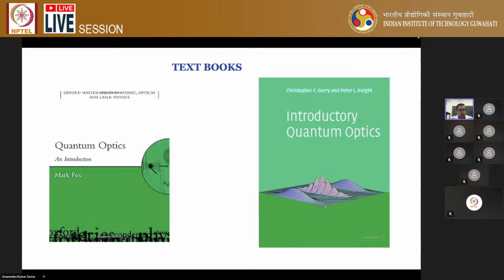The basic textbook that I have consulted primarily, for example in week 6 in particular, is Quantum Optics by Mark Fox. And for quantization of radiation and these things, you can consult the book Introductory Quantum Optics by Gerry and Knight. These books are written in very simple language, and all of you can follow them. I don't think the Indian editions of these books are very costly either, so you can buy them.